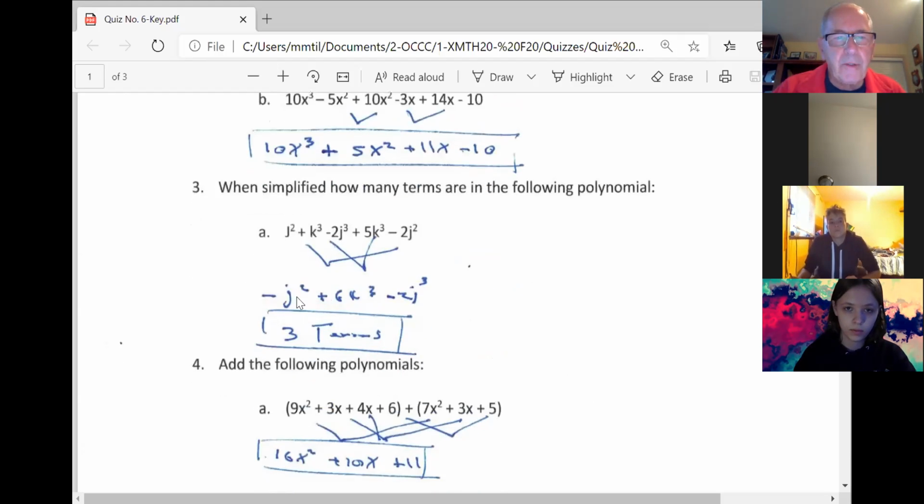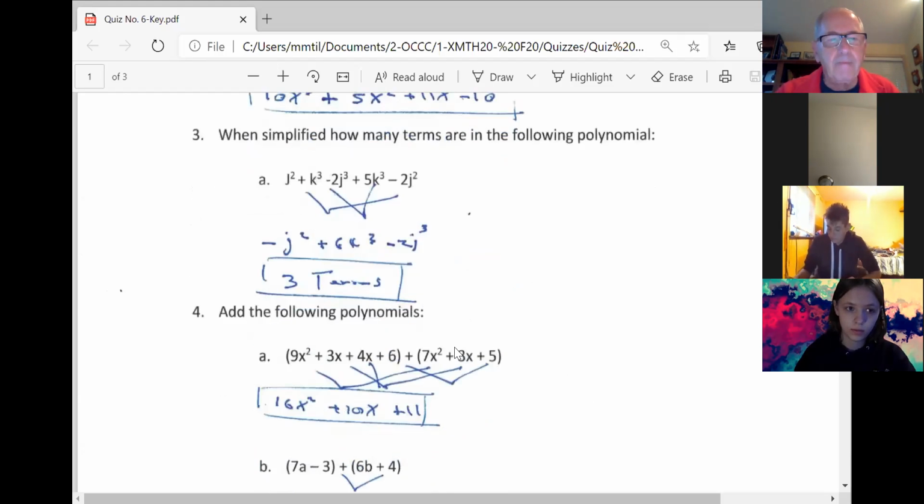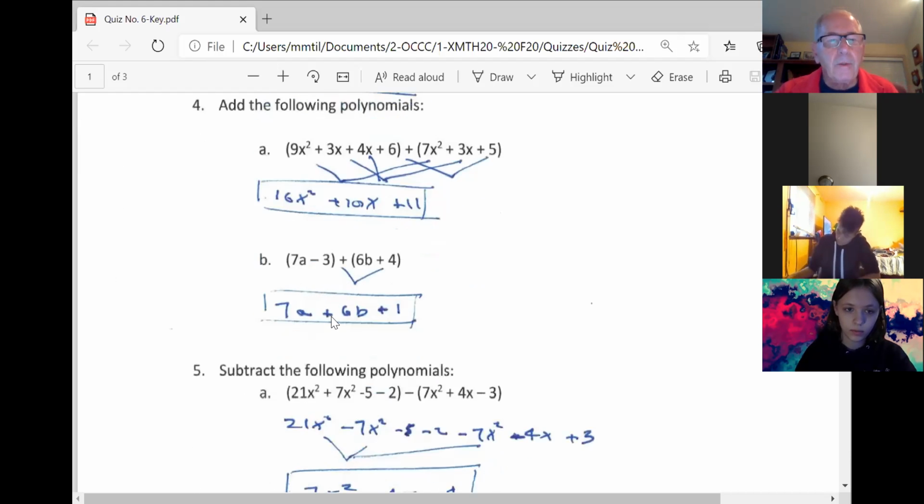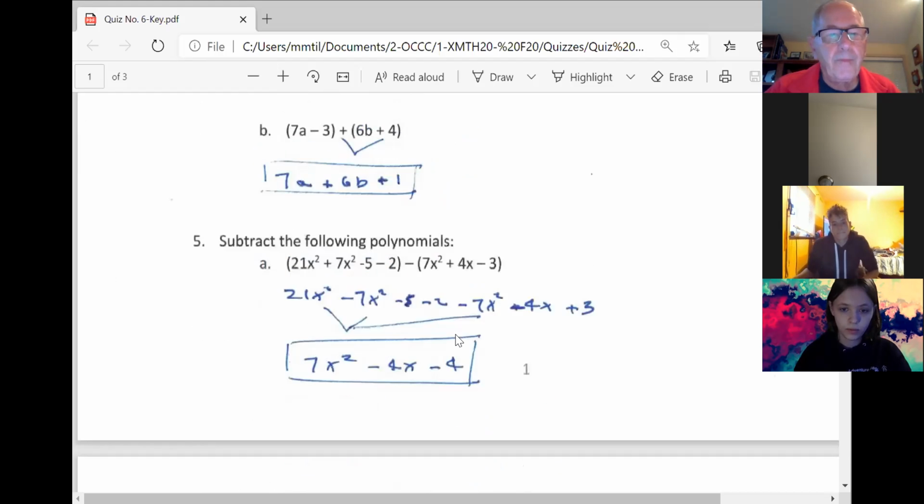This was just to simplify and show how many terms you end up with, and you end up with 3. This one was adding, again adding like pairs: the 9x squared, the 7x squared, 16x squared, and so forth. And you end up with a parabola. We'll talk about parabolas today, our quadratic equation. Here you're again adding like pairs, and the only like pair you're adding are the constants, the minus 3 and the plus 4.